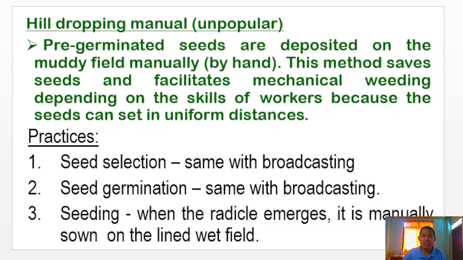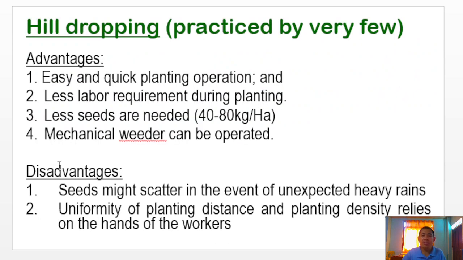The seed germination is the same with the broadcasting and drum seeding. In seeding, when the radicle emerges, or the young roots, it is manually sown on the lined wet field. The advantage is that the operation is quite quick and easy as compared to transplanting. It requires less labor during planting, also as compared with transplanting. Less seeds are needed, 40 to 80 kilograms per hectare, and mechanical weeder can also be operated in the field.